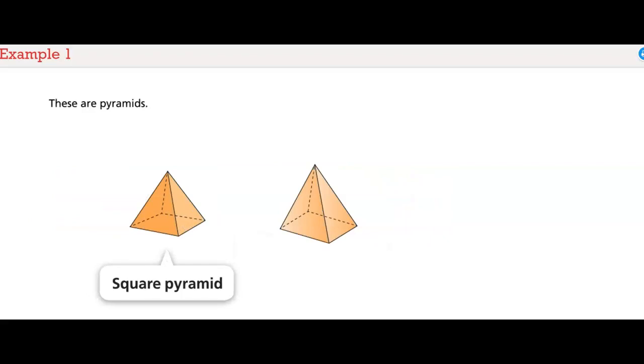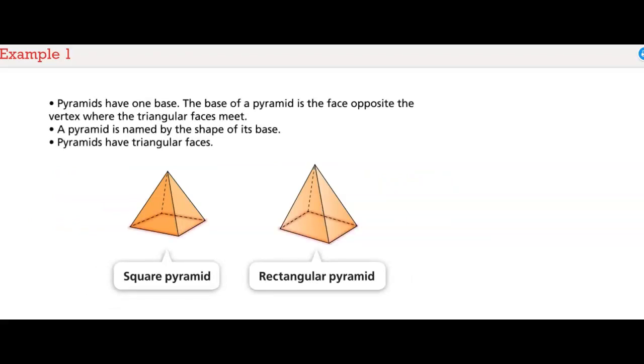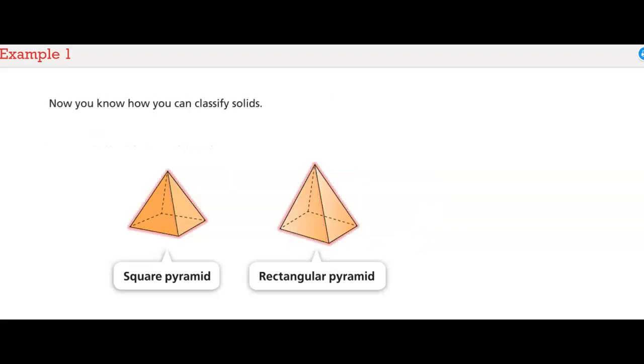These are pyramids. Pyramids have one base. The base of a pyramid is the face opposite the vertex where the triangular faces meet. A pyramid is named by the shape of its base. Pyramids have triangular faces. Now you know how you can classify solids.